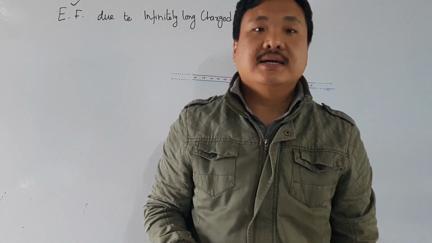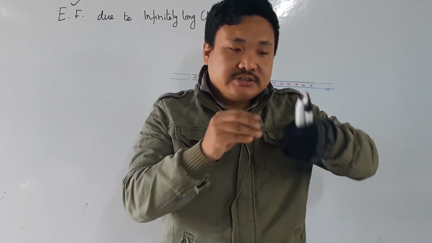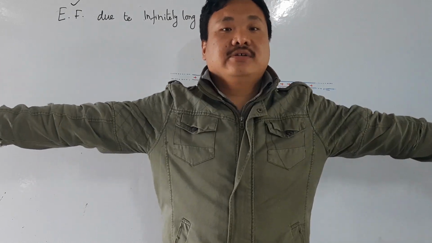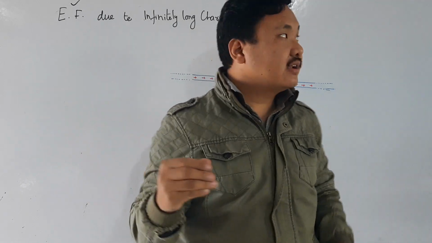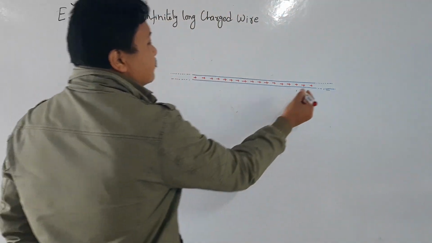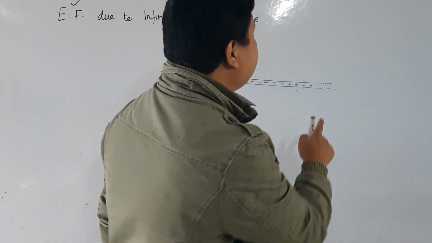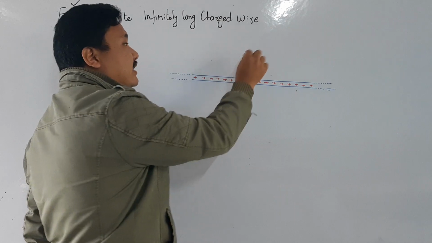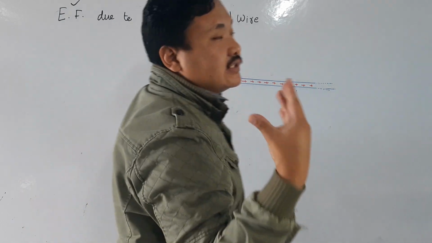Dear student, let us now apply the Gauss theorem to calculate the electric field due to an infinitely long charged wire. So I will take a very long charged wire like this. It is going to a very far distance, and I want to calculate the electric field due to this wire somewhere here. How much will be the electric field using what?